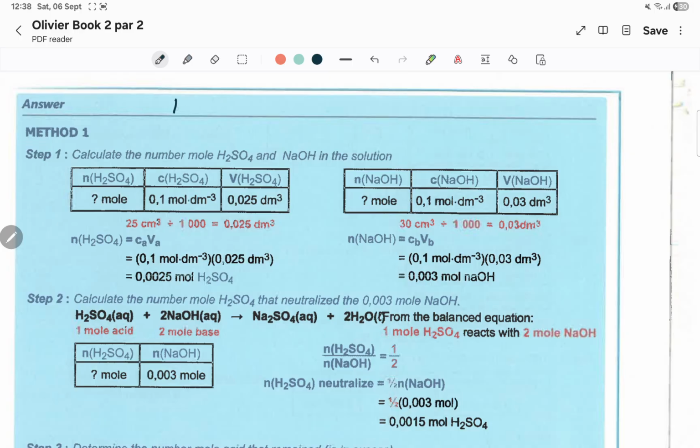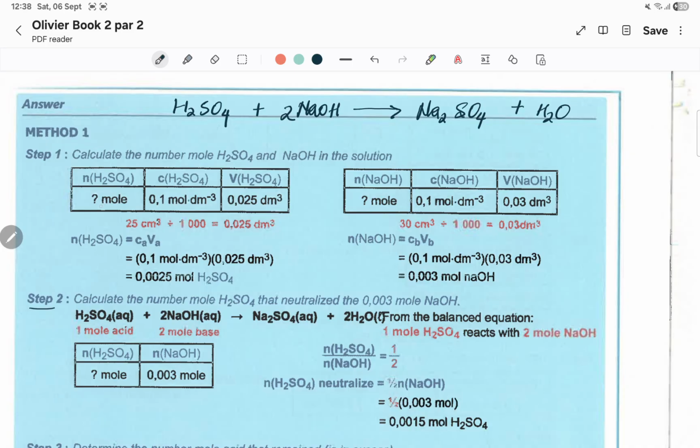This is the reaction of H2SO4 together with sodium hydroxide. What do we get? We get sodium sulfate, and then water as the product. But what is important here, I've just copied the balanced equation from step 2 there. I wanted to show you something there.